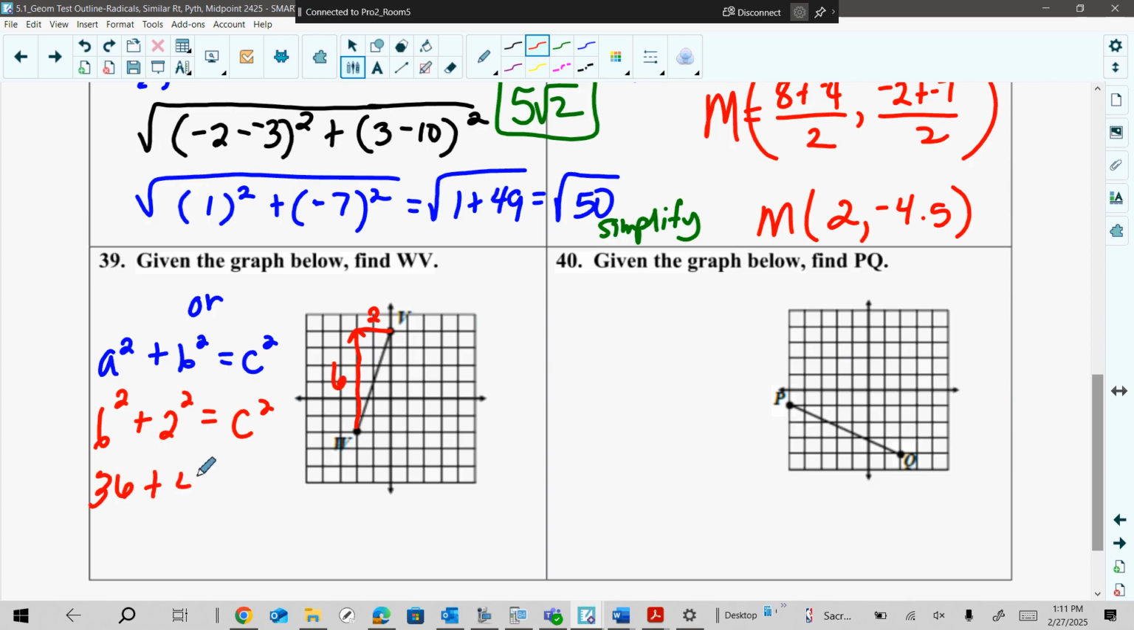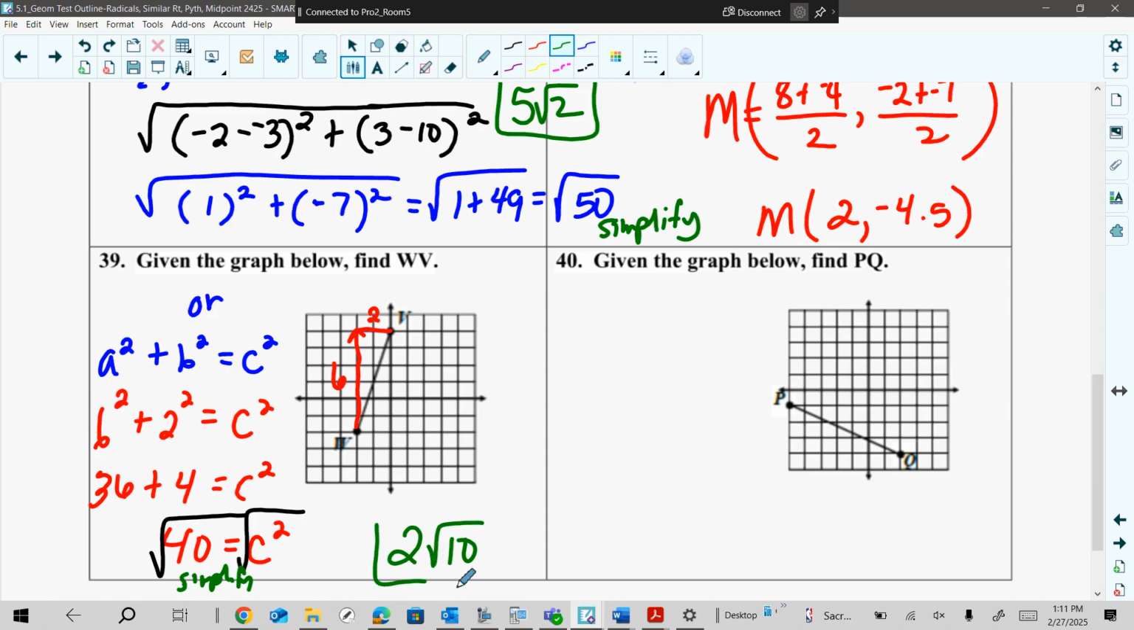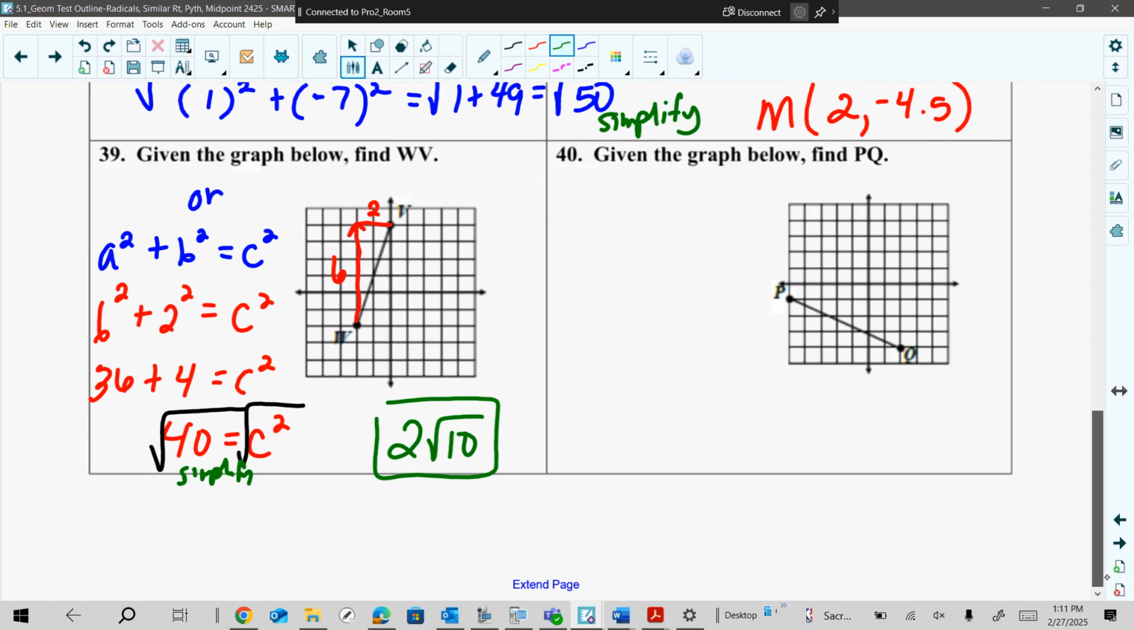36 plus 4 equals c squared. That's 40 equals c squared. But you have to take the square root, and this can be simplified. Now 4 times 10, which means this would be 2 root 10. So if it's easy for you to do Pythagorean theorem, make sure you show the work of drawing the legs and then plug it into the formula.